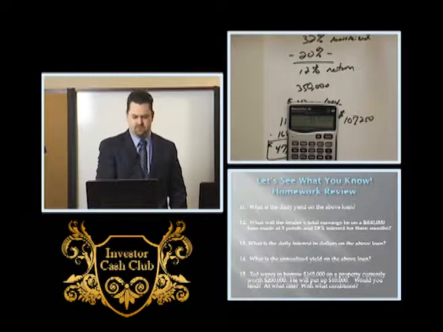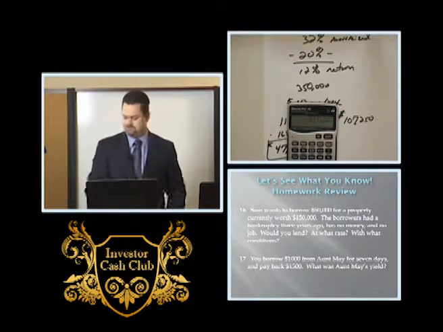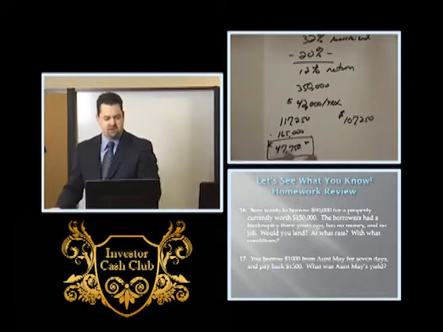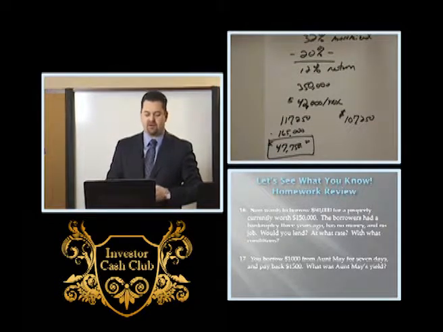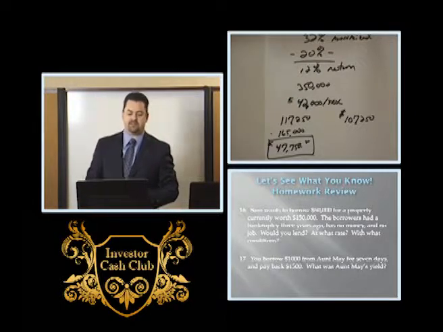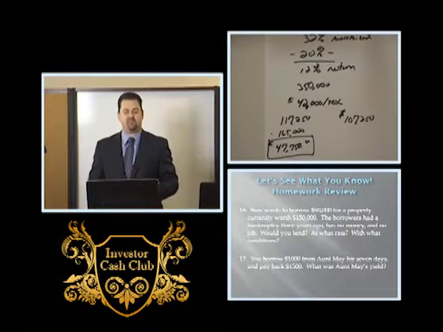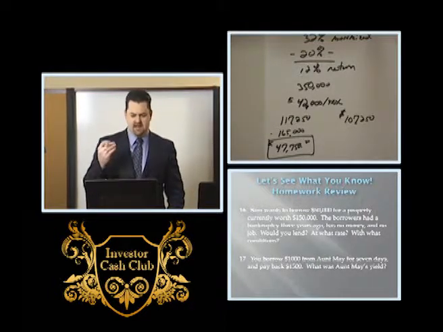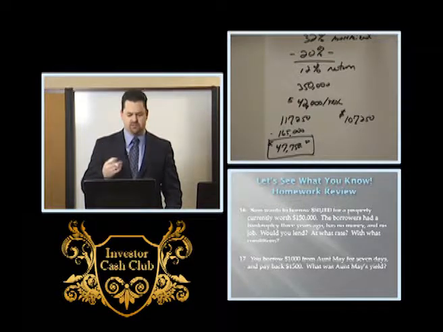All right, so let's go back here, and we are in question 16. Sam wants to borrow $50,000 for a property currently worth $150,000. The borrowers had a bankruptcy 3 years ago, have no money and no job. Would you lend, at what rate, and with what conditions? So Sam wants to borrow $50,000 for a property currently worth $150,000. He had a bankruptcy, he has no money, no job. Would you lend at what rate?